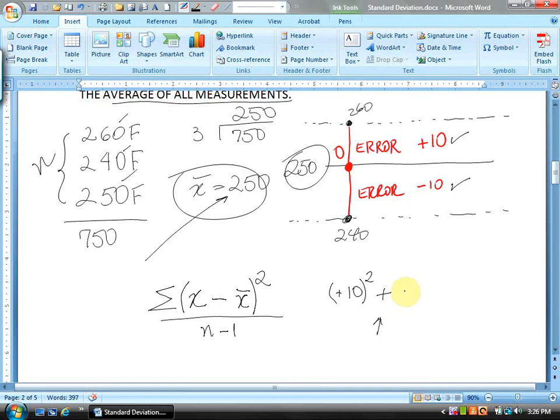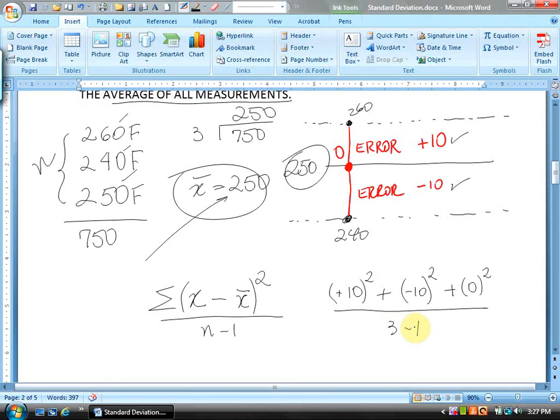So now we're going to take the second number, which is minus 10, in parentheses, square. Now we take the third number, which is 0, and we square, which will be 0. And we divide now by that n minus 1. So let's take a look to see what is the n minus 1. Well, it's 3 minus 1. So it's 2. I'll just show 3 minus 1.